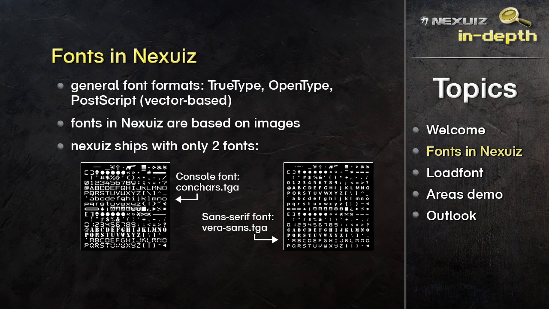These images are saved in the TGA format. The console font is found in the JFX folder inside the big Nexuiz archive file that is in your data folder and is called conchars.tga. The sans serif font is also in that folder, but is called verasans.tga.